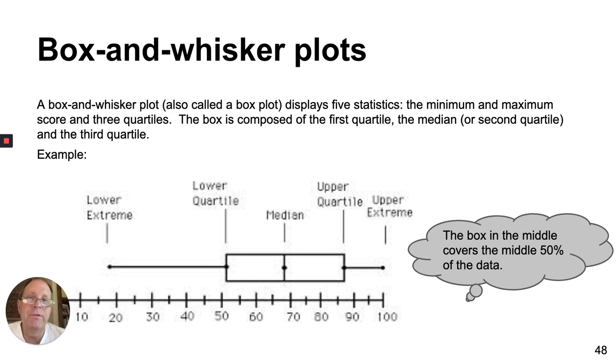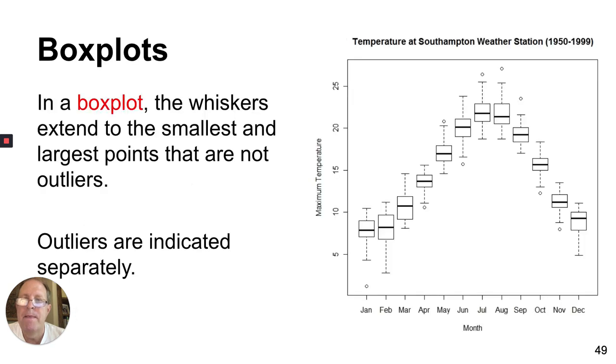Well, this is a box and whisker plot if there are no outliers. I should be more specific. When you draw a box and whisker plot, I want you to label the minimum, the maximum, Q1, Q3, and the median. Put those labels in your graph. In a box plot, the whiskers only extend to the smallest and largest points that are not outliers. Outliers are indicated separately, often with an asterisk.